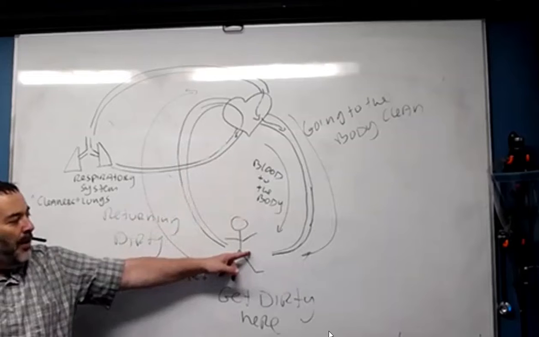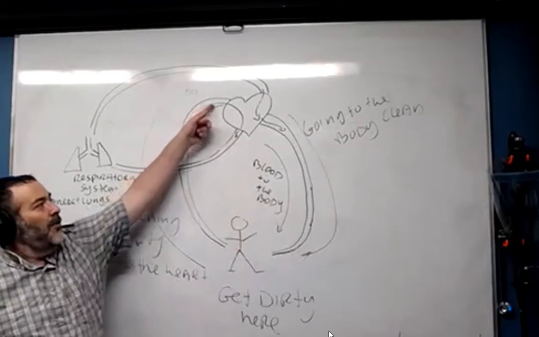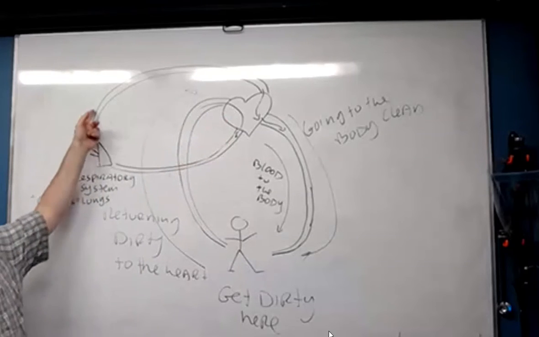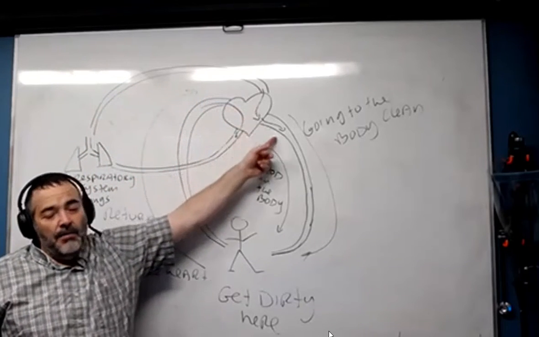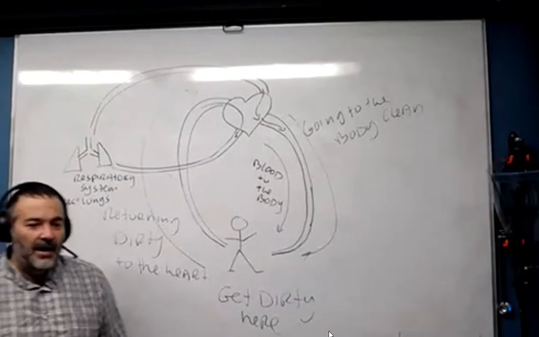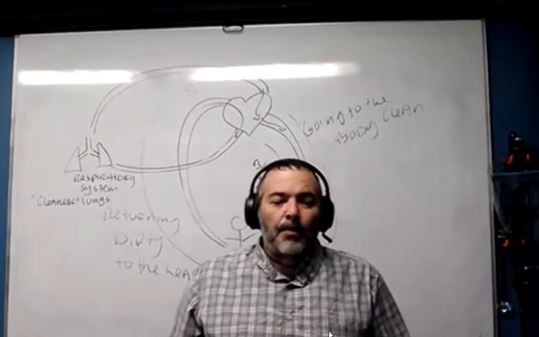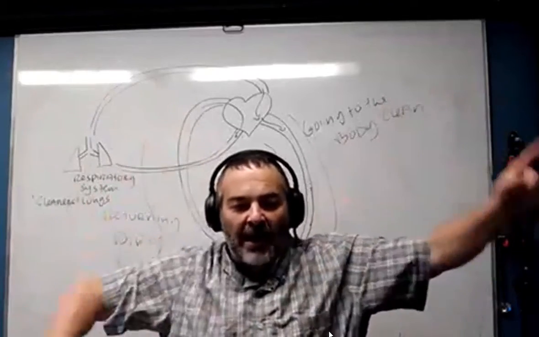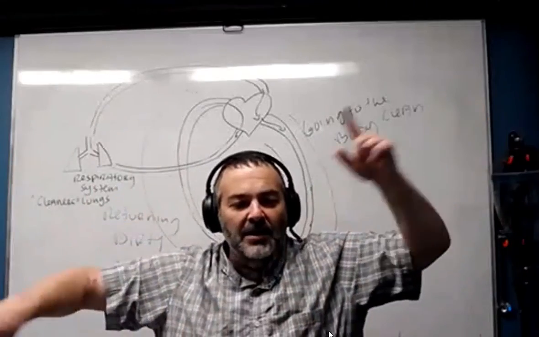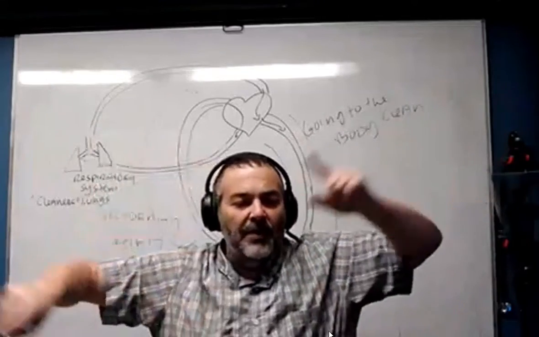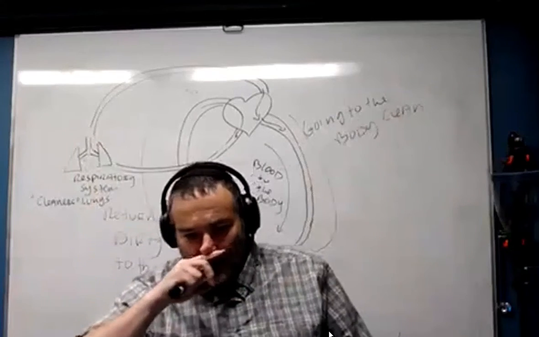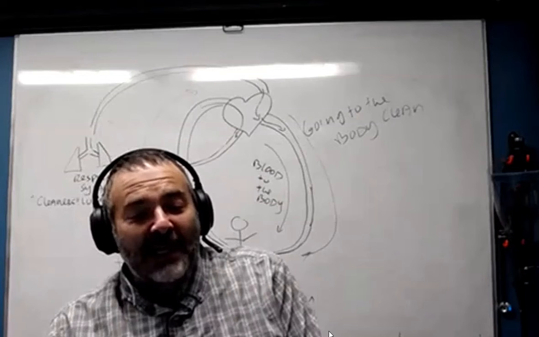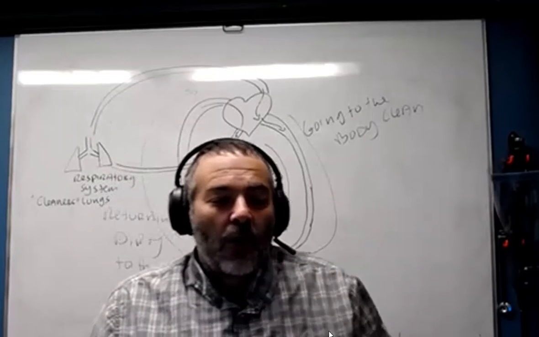Clean blood out to the body, dirty blood back to the heart from the body, dirty blood from the heart to the lungs, clean blood from the lungs coming back to the heart and back to the body again. So there are two pumping cycles that work like this. One goes to the body and from the body, and the other one goes to the lungs and from the lungs. And that's how they exchange. Now, we have a dual cleaning system inside there.